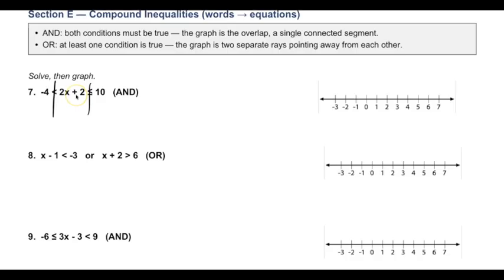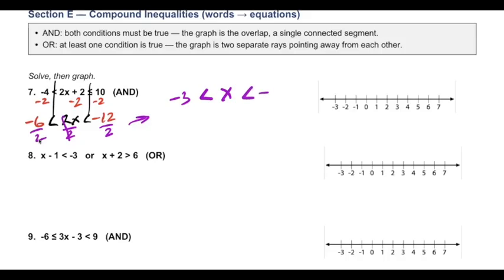For this first one, I want to get rid of that 2 because I want the x by itself. So we're going to subtract 2 from everything: 2 from there, 2 from there, 2 from there. I get -6, 2x, and -12. The inequalities stay where they are. Then I have to get rid of that 2, so let's divide everything by 2. I get -3, since -6 divided by 2 is -3. It's still less than, because we're dividing by a positive, so nothing changes. You have x because those cancel, and it's less than negative.